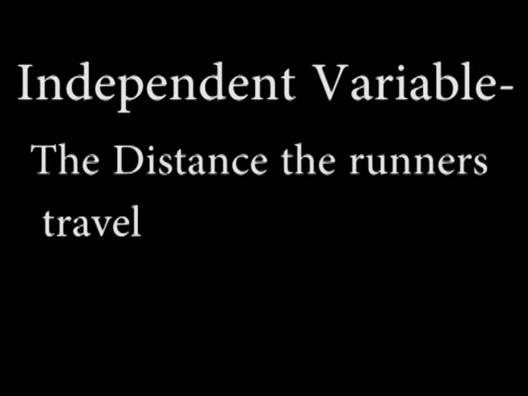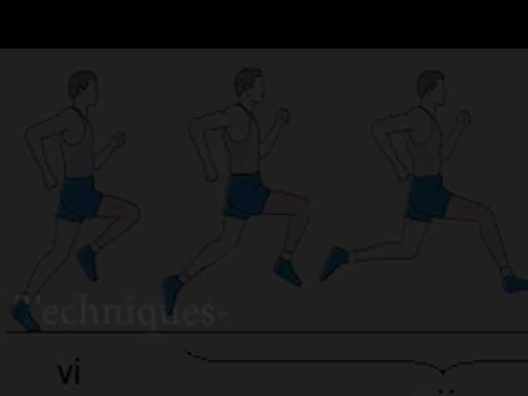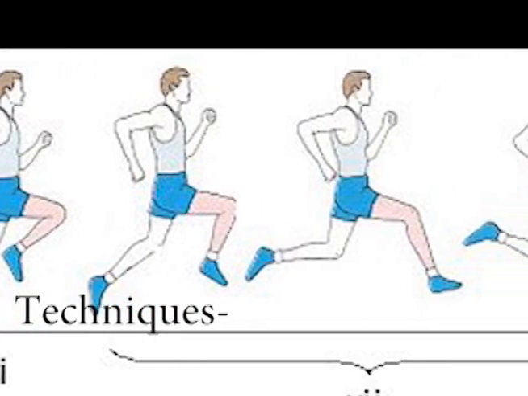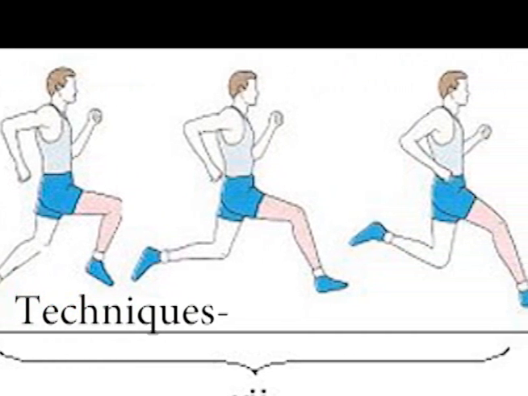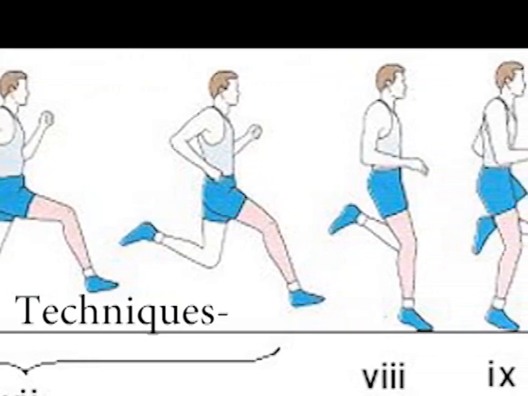Our independent variable is the distance that the runners travel. Our dependent variable is the athletes that switch each trial. Techniques: you want to keep your arms at 90-degree angles and you want to have a high knee lift.